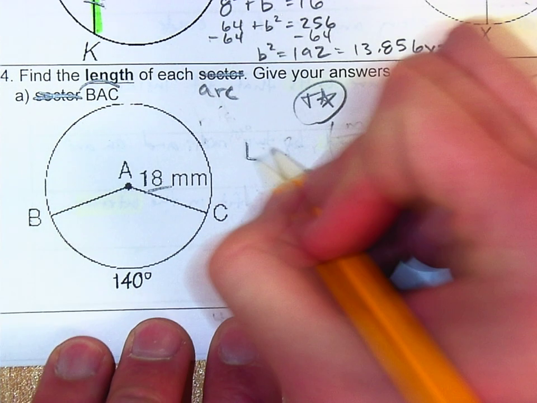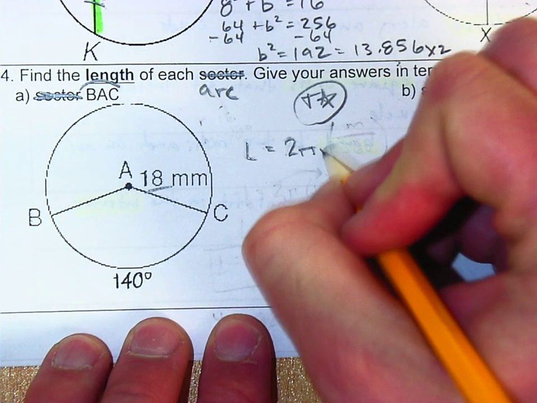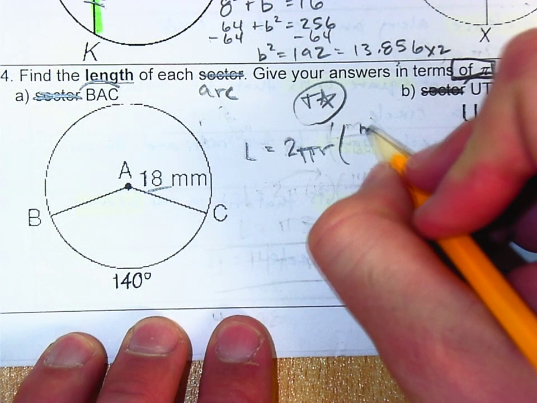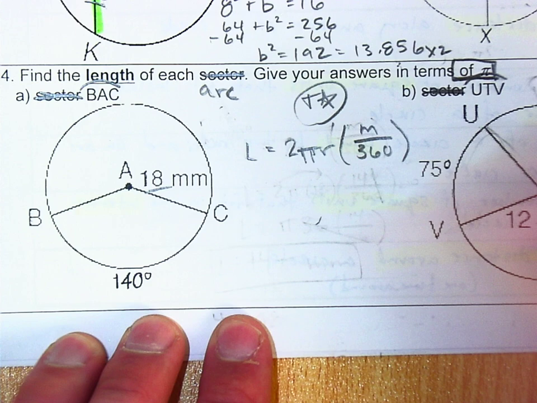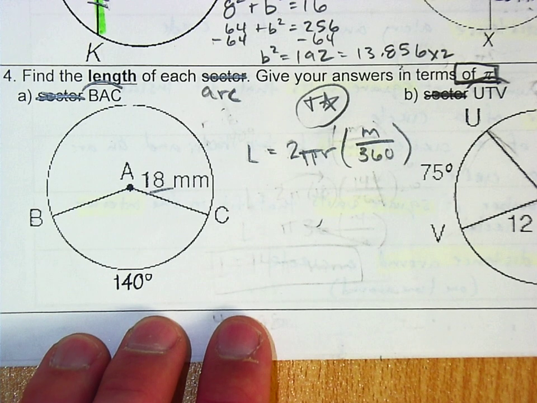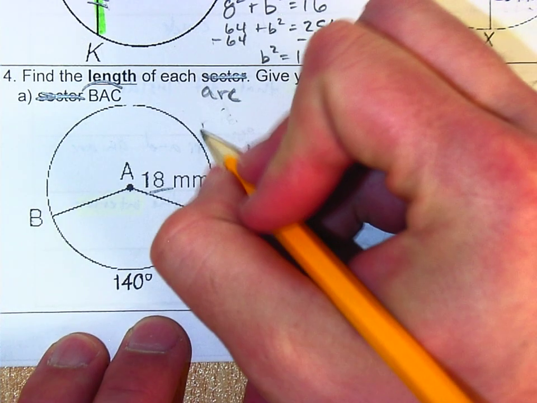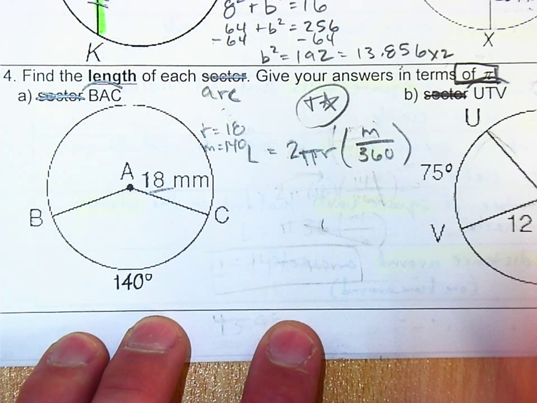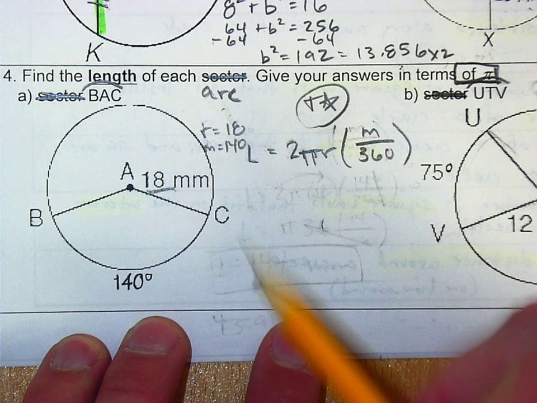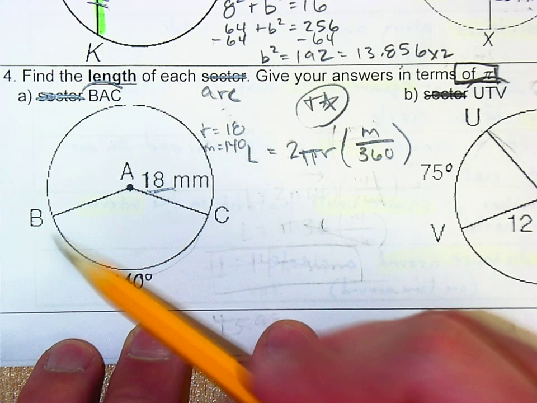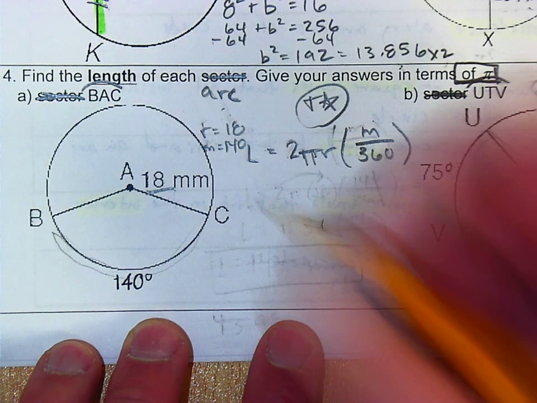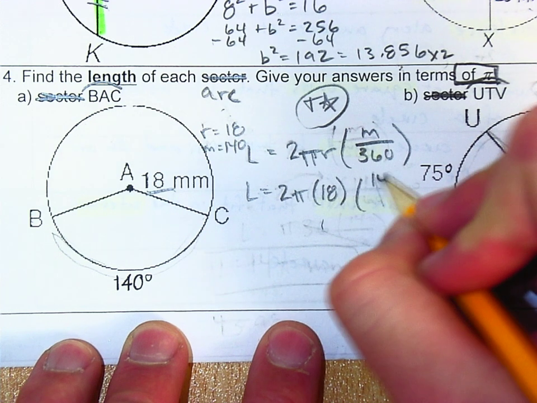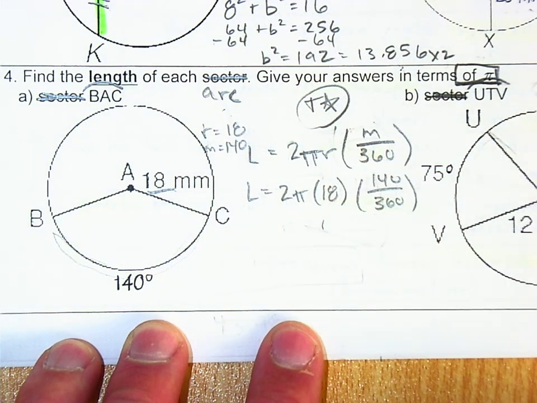Okay, we know that length of the arc is just part of the circumference. So we're going to use circumference formula, 2 pi r. And like we said, it's part of it. So we're going to use that part fraction that we talked about, m over 360. Okay, so r over here in this case is 18, and m is 140. And I just noticed that because the radius here is 18, and this is the arc we're looking for, this is 140. Okay, so L is 2 pi times 18 times 140 over 360.